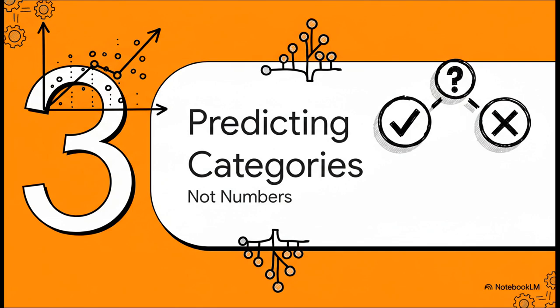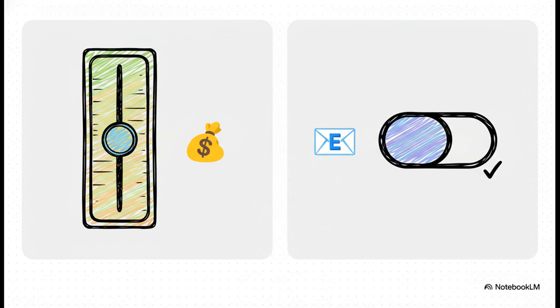But what happens when the answer we're looking for isn't a number at all? What if the answer is just a simple yes or no? Well, this brings us to a whole new type of challenge. On one hand, you've got regression, which asks how much, but on the other hand, you have a new problem called classification, which asks which one. Here, the answer isn't on a sliding scale. It's a fixed category, like spam or not spam, which we can just represent with a 1 or a 0.